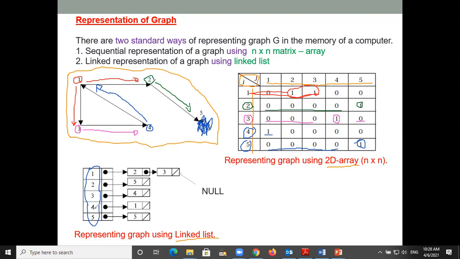And then stop. And then number 4. Number 4 is only pointing to the number 1. And then stop. And then number 5, the last one, is pointing to itself, number 5. Then finish, stop. So it is very, very easy to get the marks.